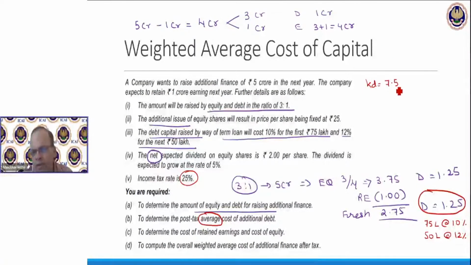So 7.5 is 1. That is proportionate of, what is the ratio here? 3:2, right? Plus the next is 12%. Now 12% after 25% of tax benefit seems to be 9, I guess. Right, 9 into 2 by 5. So that would be your average post-tax cost of debt, guys.